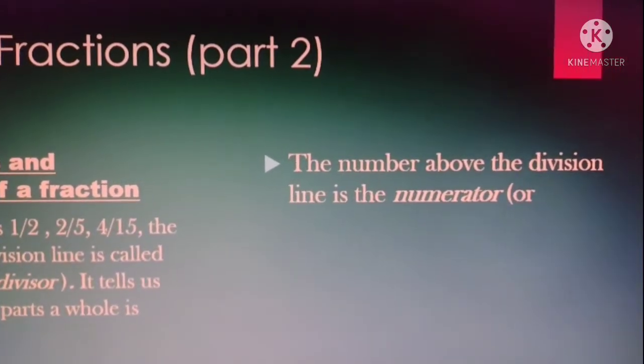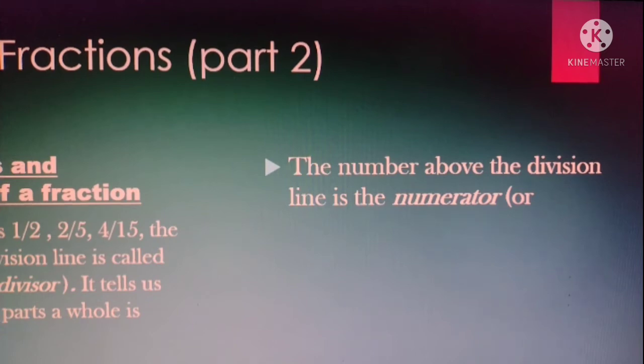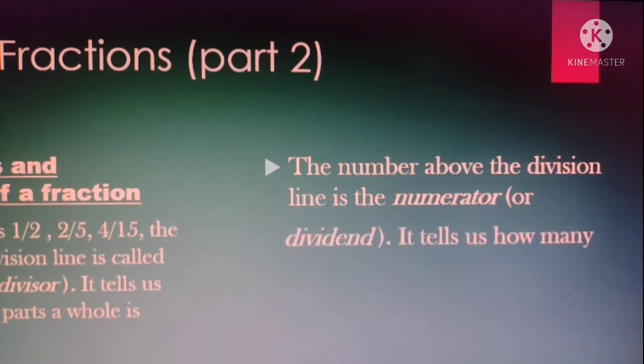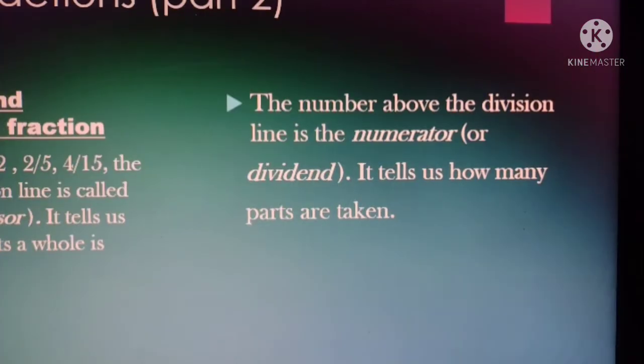Now the number above the division line is the numerator or dividend. It tells us how many parts are taken. So in the same way in 1 by 2, 2 is the denominator and the number above the division line, that is 1, is the numerator or dividend. It tells us how many parts are taken out of the whole. Now let's see one example.